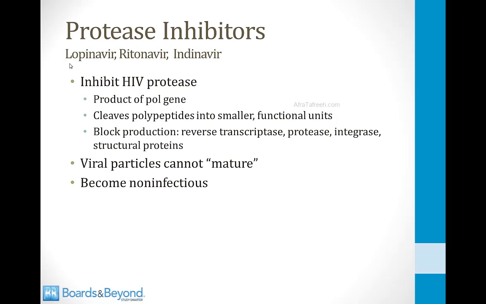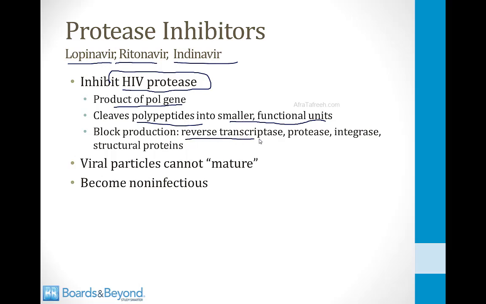Let's start by talking about the protease inhibitors. Drugs in this class include lopinavir, ritonavir, and indinavir, and all of these drugs inhibit the enzyme HIV protease. Recall that this enzyme is a product of the pol gene, and its job is to cleave long polypeptides into smaller functional units. So if you block the protease enzyme, you will block production of important viral components like the enzyme reverse transcriptase, the enzyme protease, the enzyme integrase, and also structural proteins.